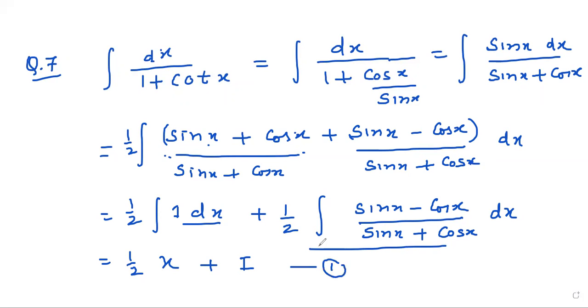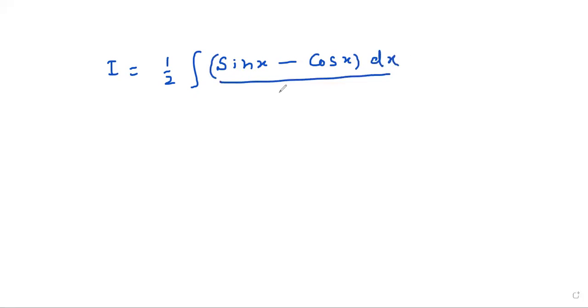Suppose this is equation number 1, where I is this term. So we can write I equal to 1 by 2 integration sin x minus cos x dx divided by sin x plus cos x.